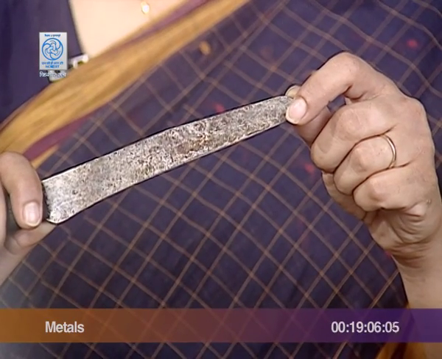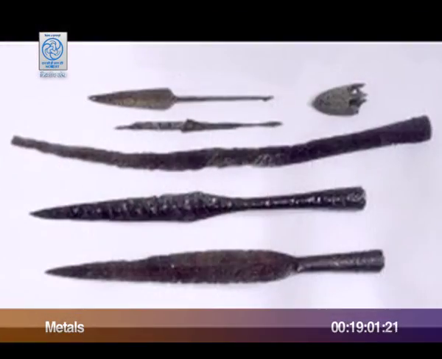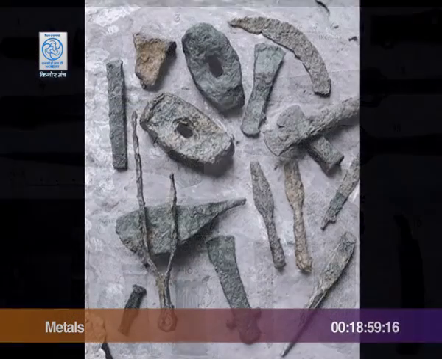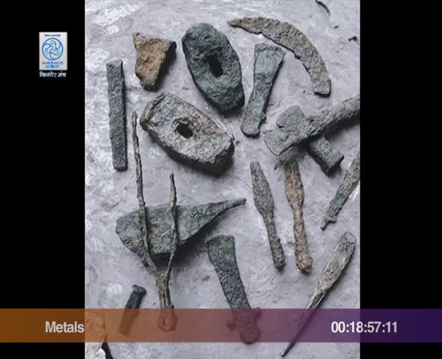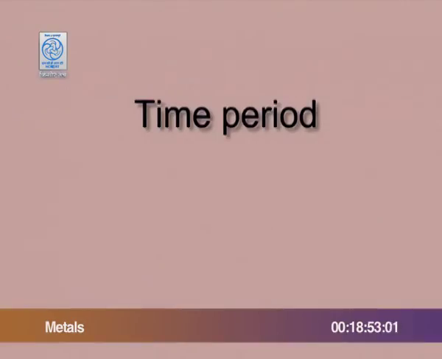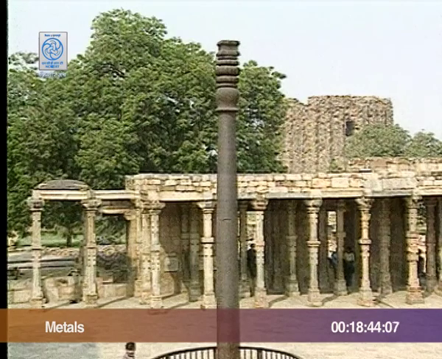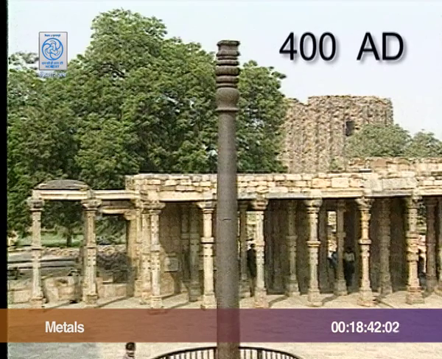Iron was discovered around 3500 years back. Iron weapons revolutionized warfare, and iron implements did the same for farming. Iron was the building block for civilization, and the time period from around 750 BC to 50 AD is called the Iron Age. An iron pillar dating to 400 AD remains standing today in Delhi, India.